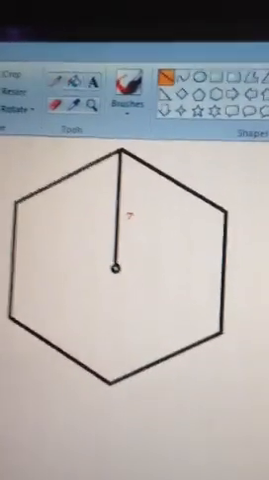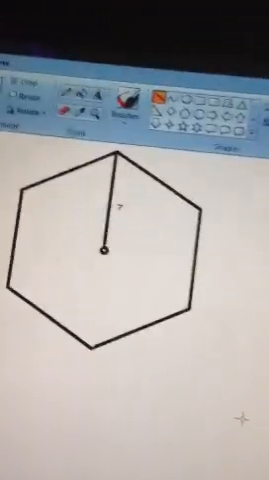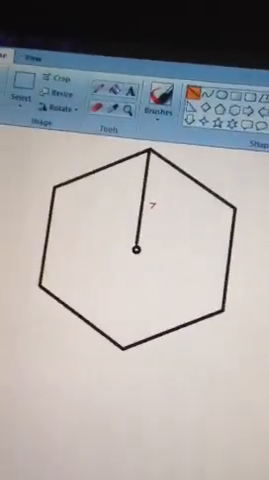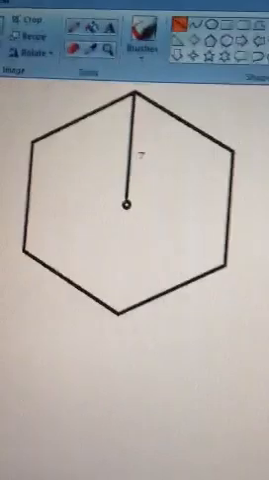A hexagon has 6 sides, and you always know the radius is coming out of a vertex, or else if it's coming out of an edge, it would be the apothem. And that's what we're looking for, the apothem. So you look at this.